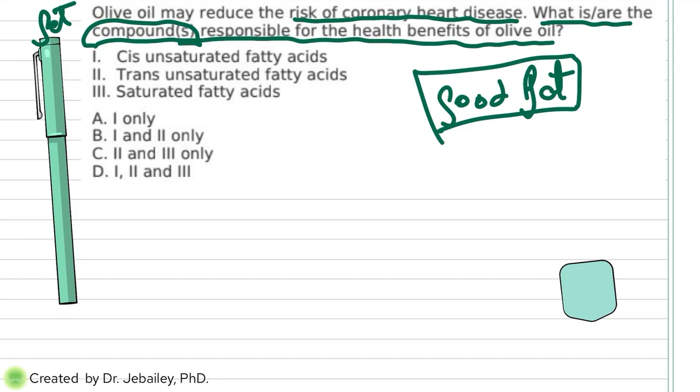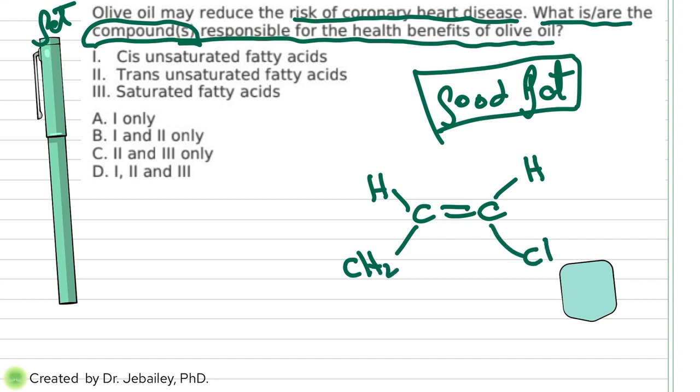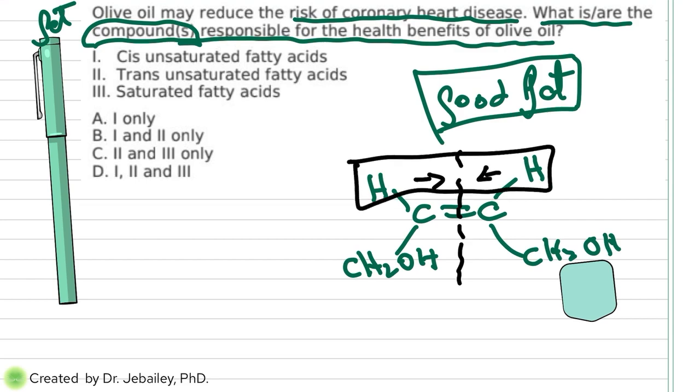It says the cis unsaturated fatty acids. When I say cis, it means something like this. You have a hydrogen connected to a carbon, attached to another carbon, which is connected to another hydrogen. And then you could have here CH2, and then you can have here CH2OH. That's what cis means. If you put a mirror right here in the middle, and you look at each other this way, they look the same. That means the hydrogens are on the same side, in the same location.